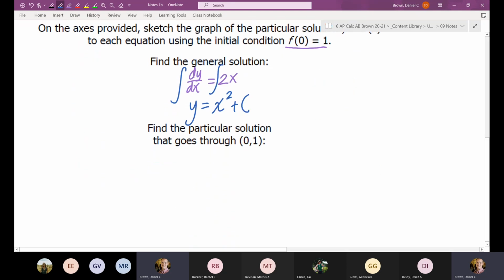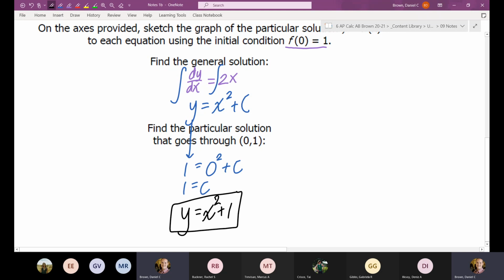How do you find the particular solution? Well, this is the general. We know that when x is 0, y is 1. So C is equal to 1. So I know the particular solution is y is equal to x squared plus 1.